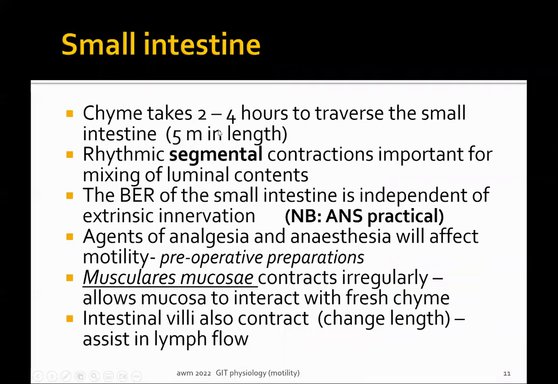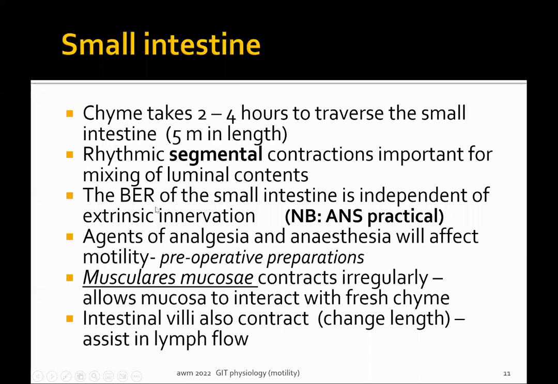Okay. Now, in the small intestine, chyme takes quite a while. It takes about 2 to 4 hours to cross the entire 5 meters of the small intestine. The segmental contractions we said were critical here because they delay the transit time of the luminal contents, and they help enhance the mixing of the luminal contents with the intestinal secretions. And we said that you'll be able to see those contractions in the practical.